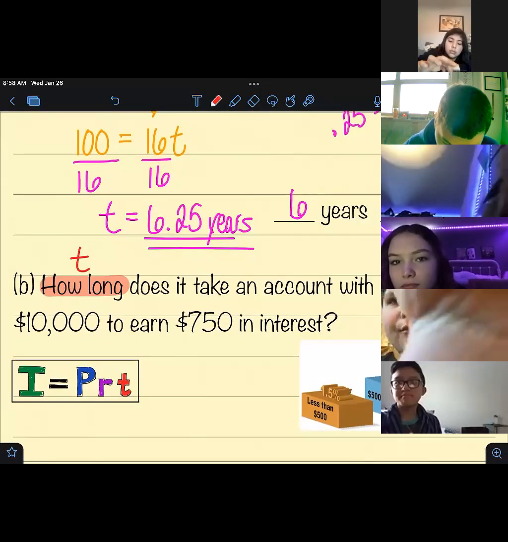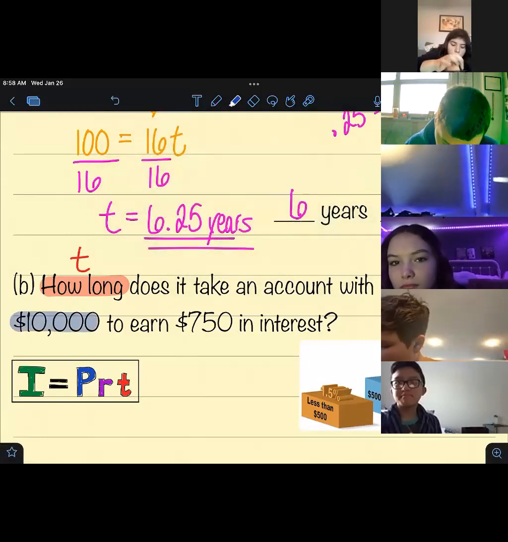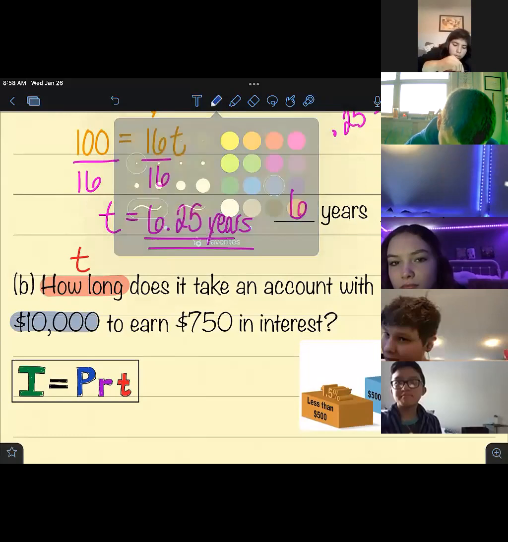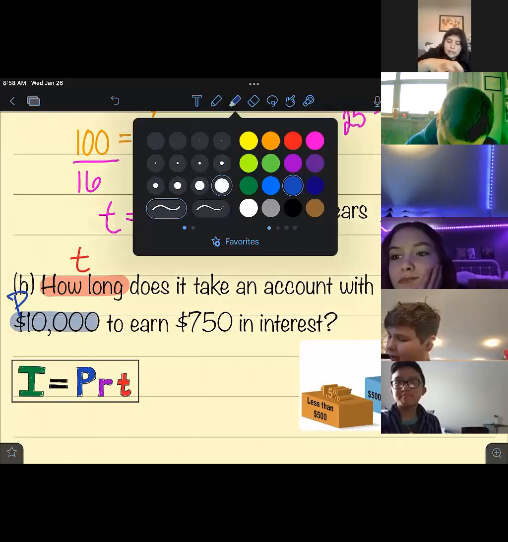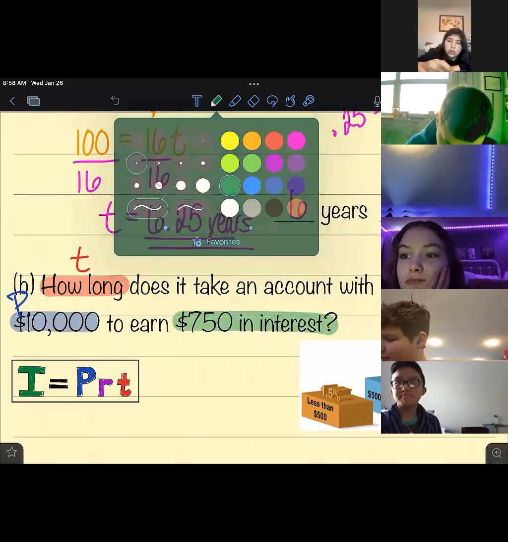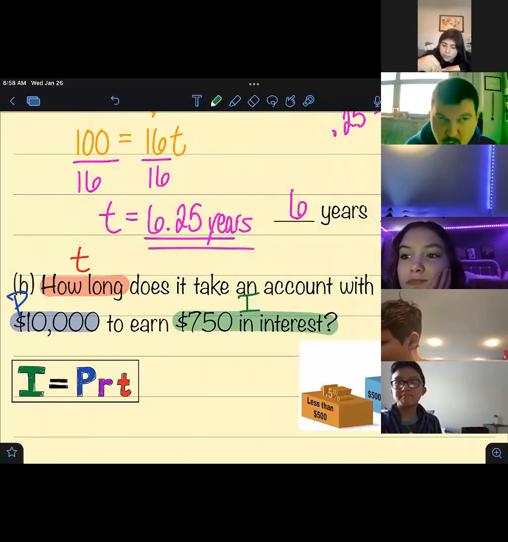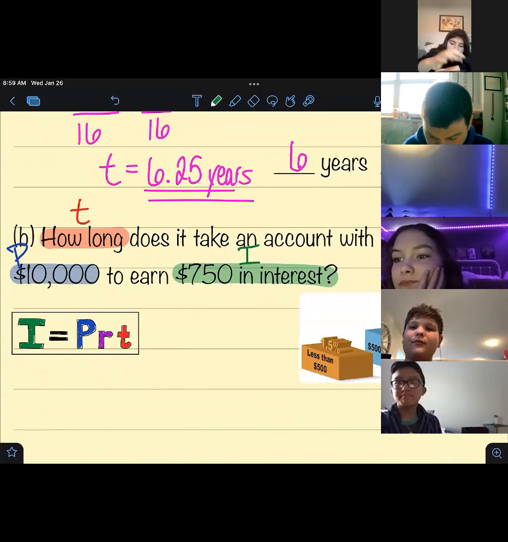Does it take an account with a principal of $10,000? There's our P. To earn $750 in interest. There's our I. So we don't know what T is, but we know what P and I are. And we're going to know what R is too.